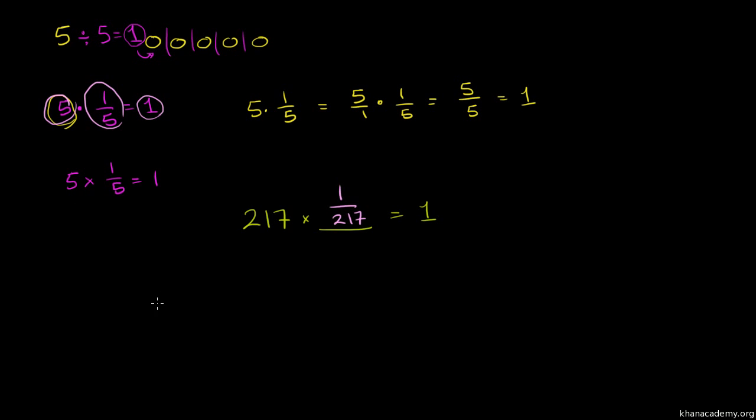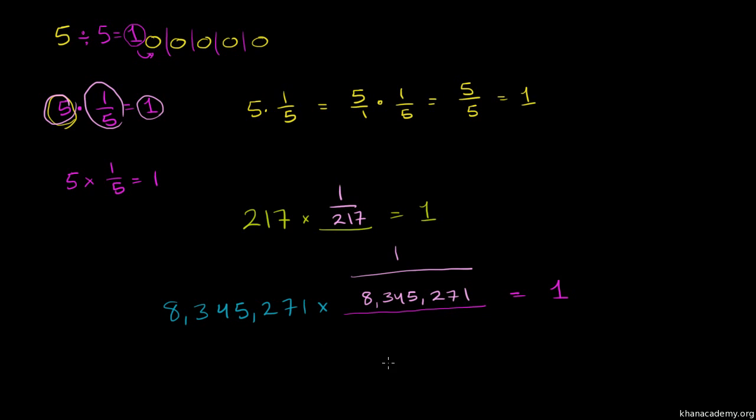If I have some crazy number, 8,345, that's actually not so crazy. Let's turn it into something in the millions. 8,345,271. And I say, what do I have to multiply that by, and I'll use this multiplication symbol right now, in order to get 1? Well, I just have to multiply by the inverse of this, the multiplicative inverse of this. So 1 over 8,345,271.